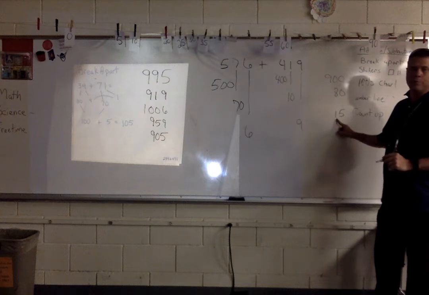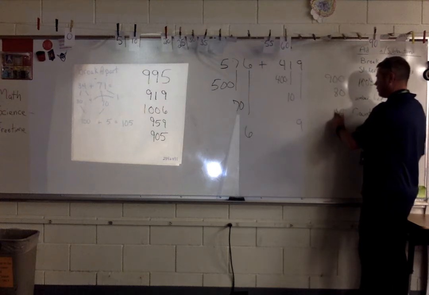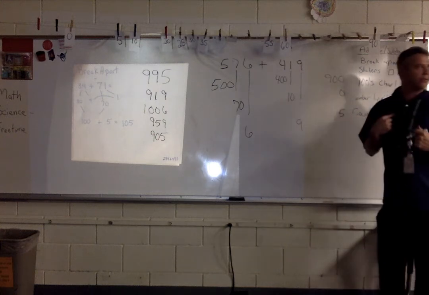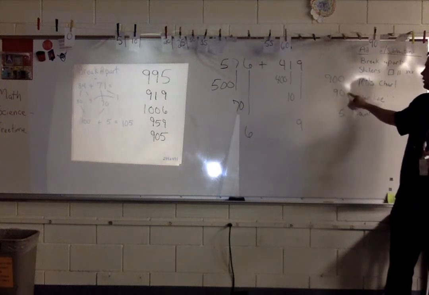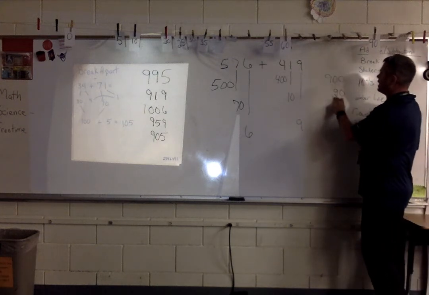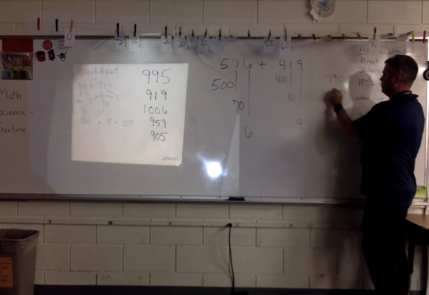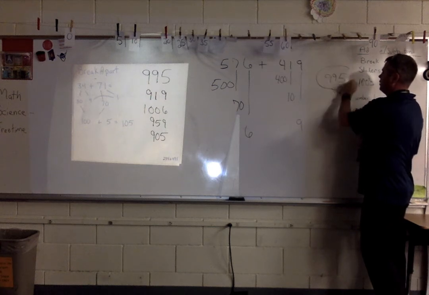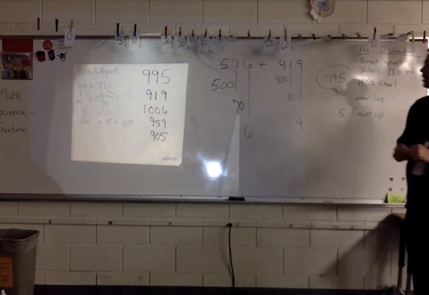Okay, now I've got another group of 10 here, don't I? My 15 has one group of 10 and one of 5. So I'm going to get rid of that right away, and I'm going to add that to my 80. It's 90, because that makes my math easier. So now I've got 900, 90, and 5. I can take 900 plus 90 and 5 plus 995. What's the answer?